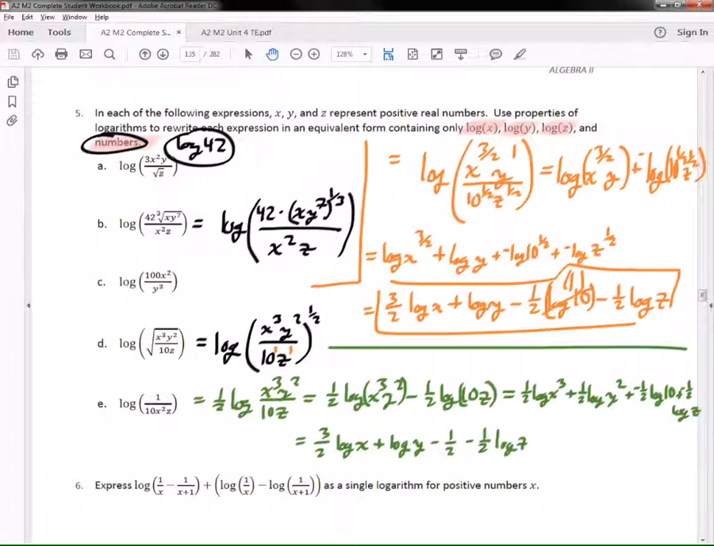This, my students, would be your answer because we wrote it only with a log of x, a log of y, and a log of z. Oh yeah, and there's your number. That's what the directions say that you're supposed to do. So which way did you guys like better? Did you like the orange way or the green way better?